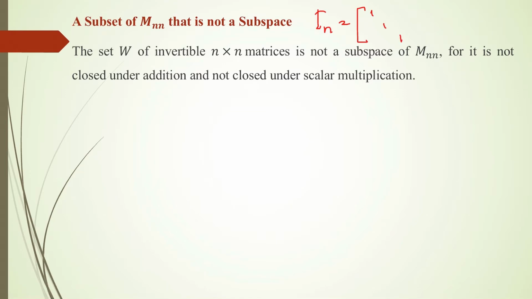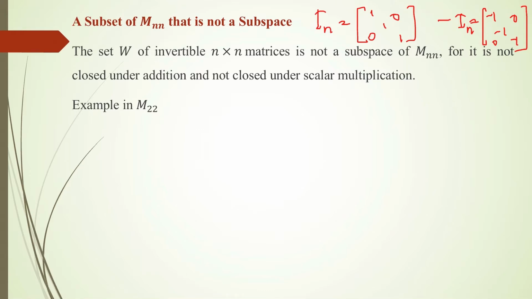1 in the diagonal entries and zeros elsewhere. This is an invertible matrix. And the next one is minus In. I am taking another one, minus 1 in the diagonal positions and zeros elsewhere. These two are invertible matrices, but their sum will be the zero matrix, which is not invertible.